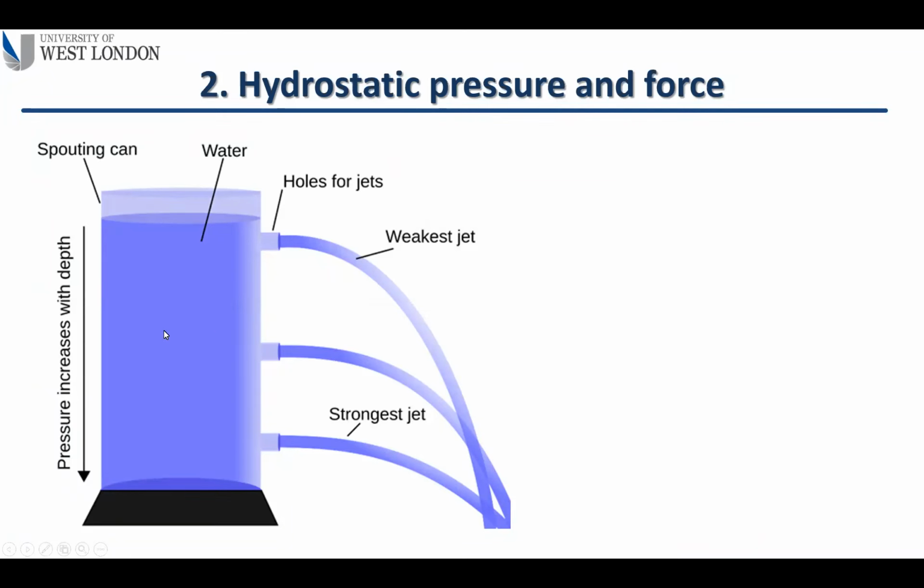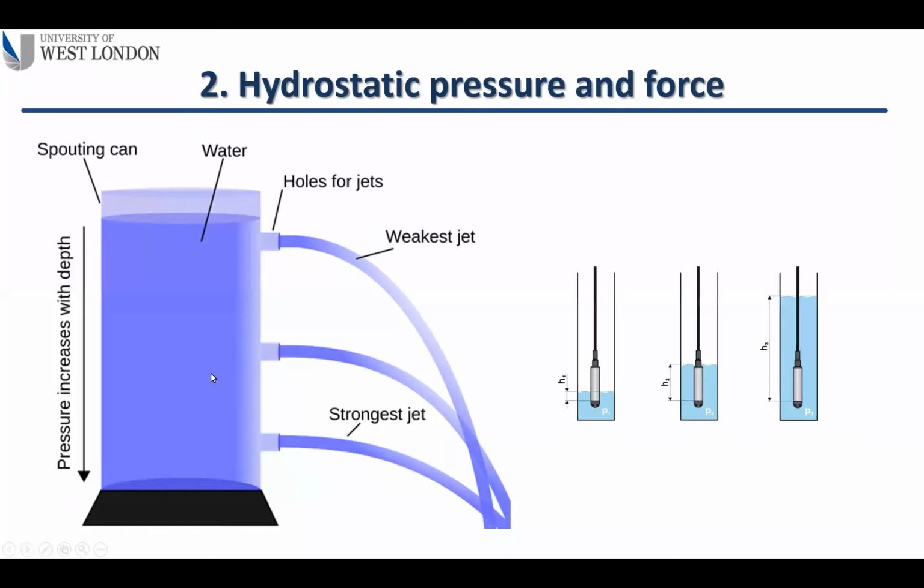If we look at a spouting can like this, where we have a few holes, we're going to see the hydraulic jets leaving water out of this can. You can see here the highest jet seems to be the weakest one. There's no pressure behind that. However, the lowest jet is the strongest jet, it has more pressure in it. So intuitively, it means that as you go down, the pressure increases with depth.